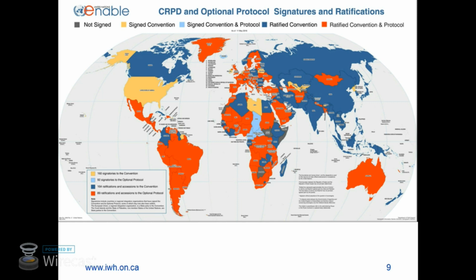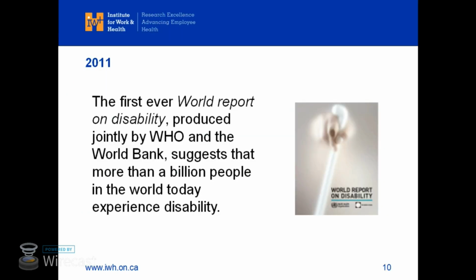So there's a long way to go. In 2011, the first ever world report on disability was produced. This was an intention to say, okay, the convention says people with disabilities need human rights. How many people with disability exist in the world?